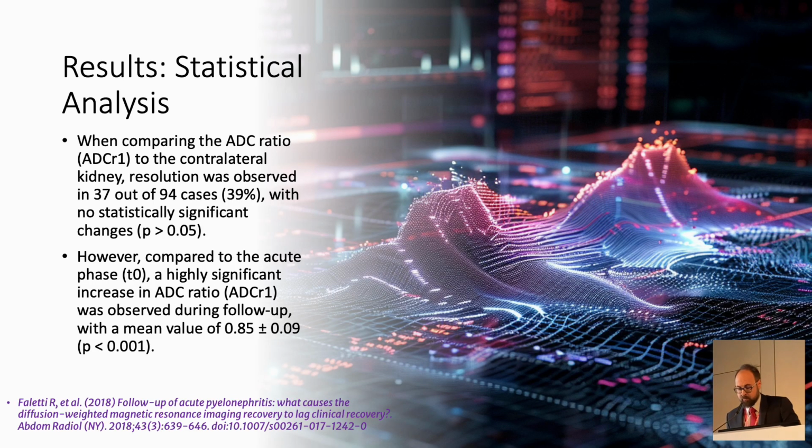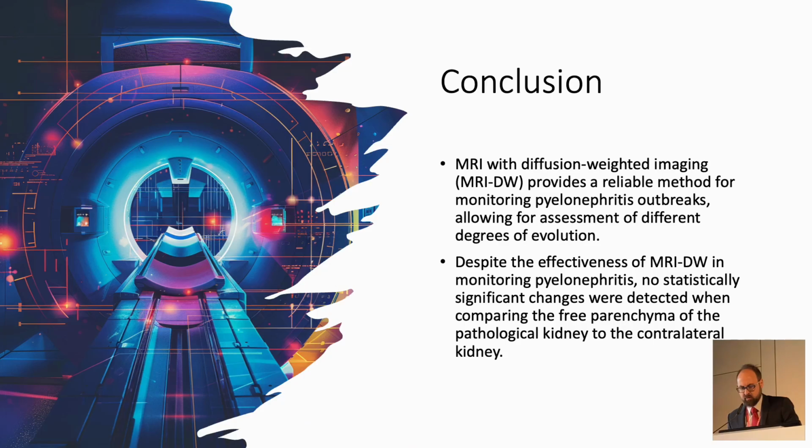When comparing the ADC ratio to the contralateral kidney, complete resolution was observed in 37 out of 94 cases, 39%, with no statistically significant changes. However, compared to the acute phase, a highly significant increase in ADC ratio was observed during follow-up, with a mean value of 0.85. In conclusion, MRI with diffusion-weighted imaging provides a reliable method for monitoring pyelonephritis outbreaks, allowing for assessment of different degrees of evolution.